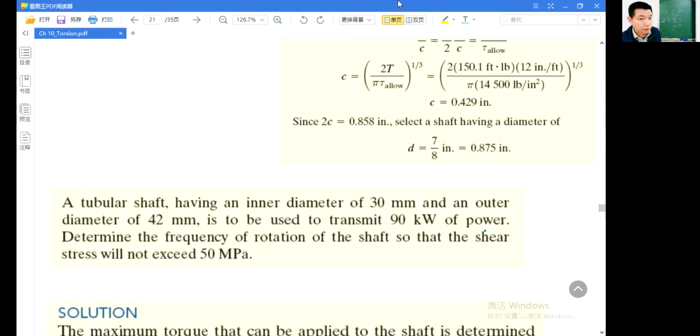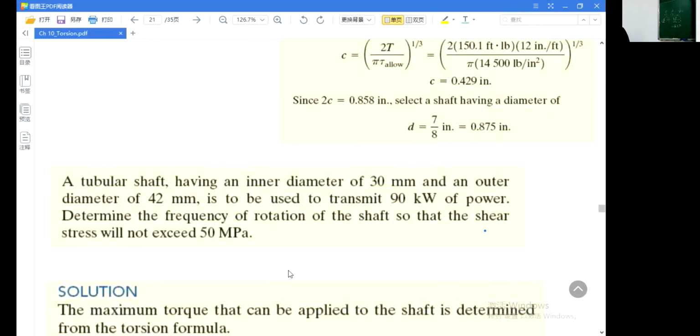A tubular shaft has an inner diameter of 30 millimeter and an outer diameter of 42 millimeter. It is to be used to transmit 90 kilowatt of power. Determine the frequency of rotation of the shaft so that the shear stress won't exceed 50 megapascal.